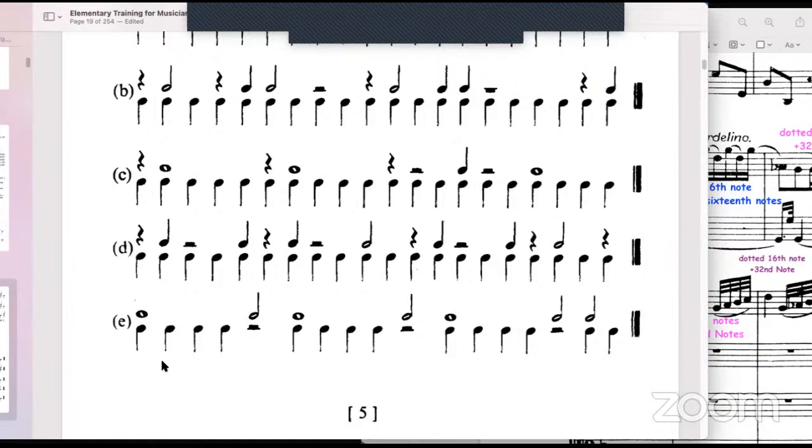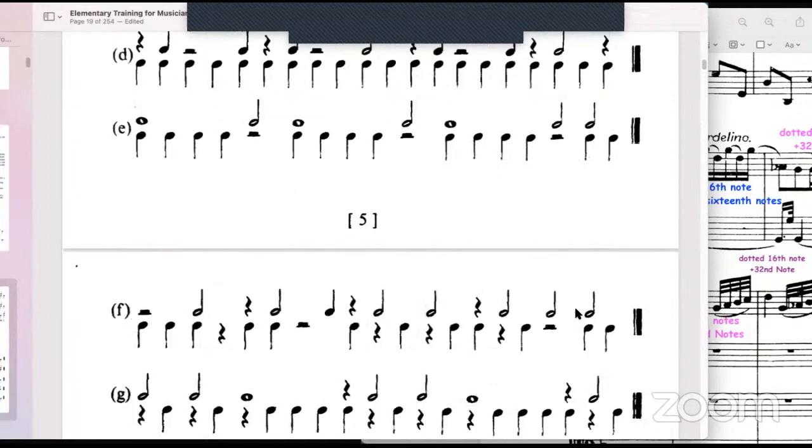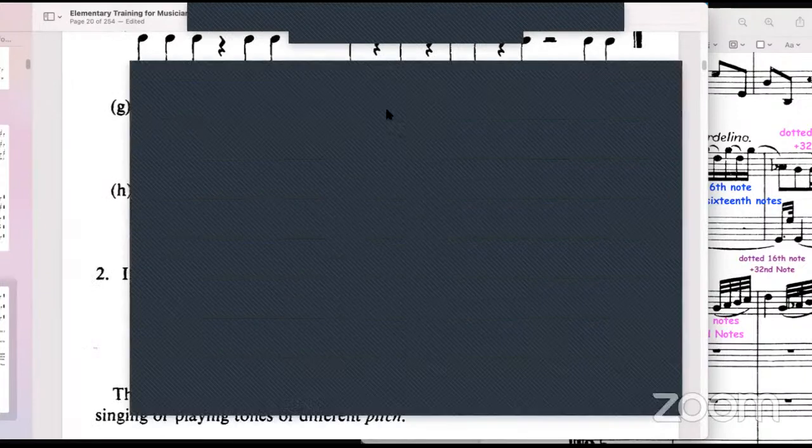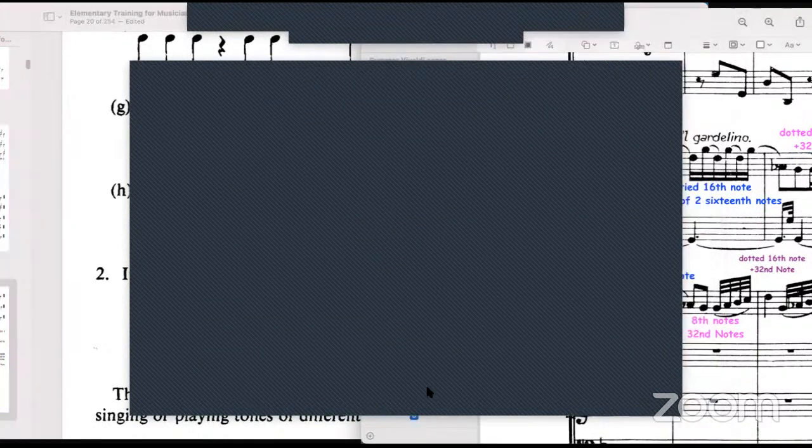One more time. Ta, ta, ta, ta. So you continue the rest on the pause in the middle. So now let's go to the, let me open here first.